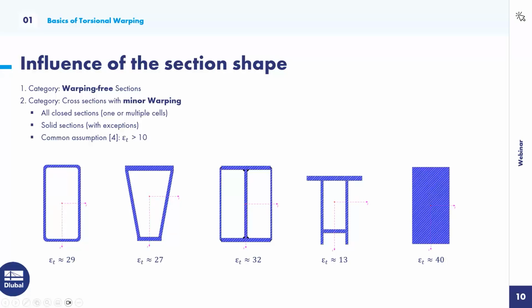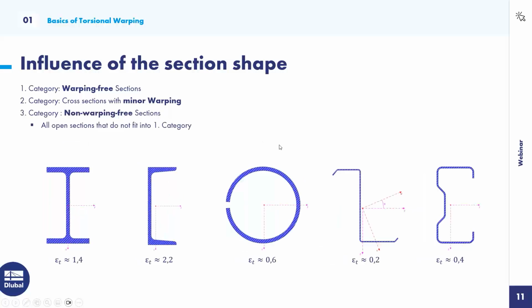So it's rather, as I said in the introduction, rather interesting for thin-walled sections made of steel. And the category that is really affected by warping torsion is the third one, the non-warping-free section category. All open and thin-walled sections that do not belong to the first category of warping-free sections are actually non-warping-free sections. These sections show significant warping effects under torsional loading.